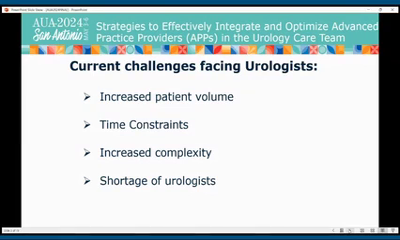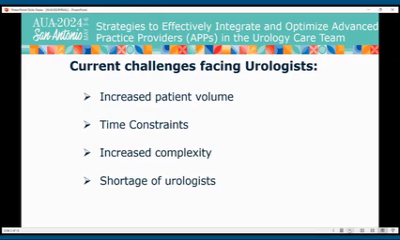So due to all these factors, we now have increased patient volume, and we actually have a shortage of urologists. And this is really twofold. There's only so many urology residents, so there's only so many urologists coming out of residency, and it's not adding up to the increased patient volume seen in practices.